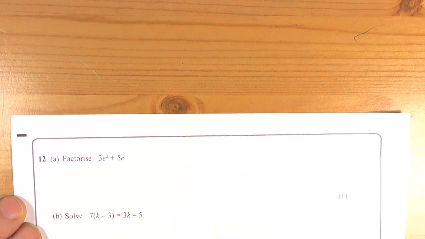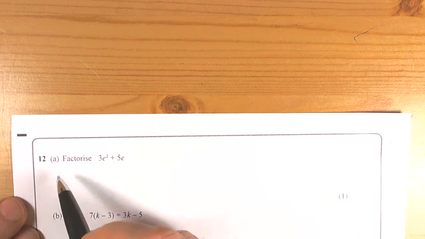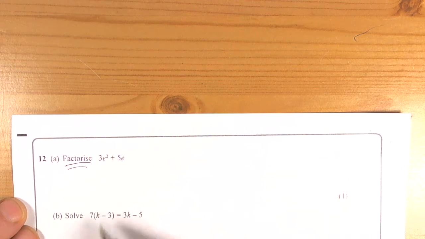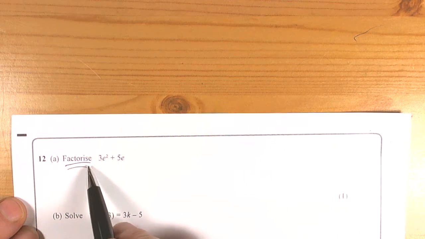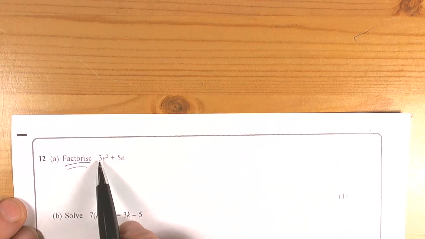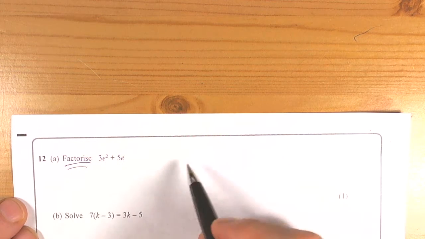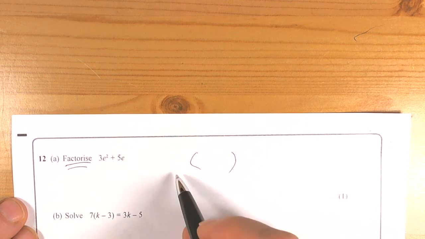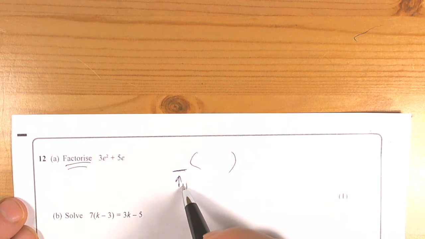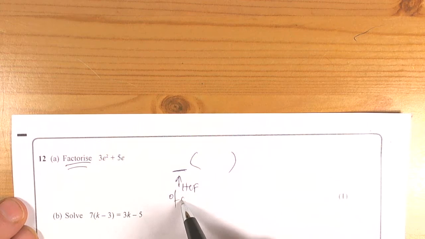So this question's got a mix of algebra. The first thing it's got to do is factorise, so we're doing algebraic manipulation here. So we've got to factorise this. Now factorise, you look at all terms and see if there's a common factor. If there is, it's going to be a single bracket factorisation, where the outside will be the highest common factor of all terms.